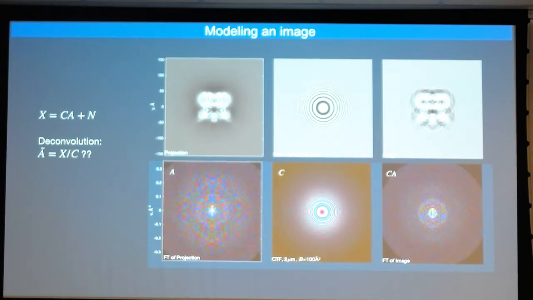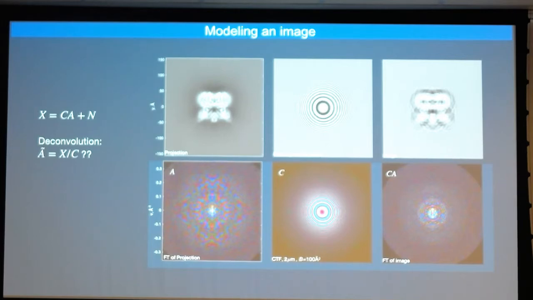Okay, so now what we'd like to do maybe is get back to seeing what our actual object looks like. One thought is, if we're working in the Fourier transform domain, we know that this operation, operating on the true image with the contrast transfer function, is a multiplication. So why don't we do a deconvolution? All we have to do is take this thing and divide it by the contrast transfer function, and I'll get a nice estimate of the original image. Wouldn't that be cool? Why can't I do that?